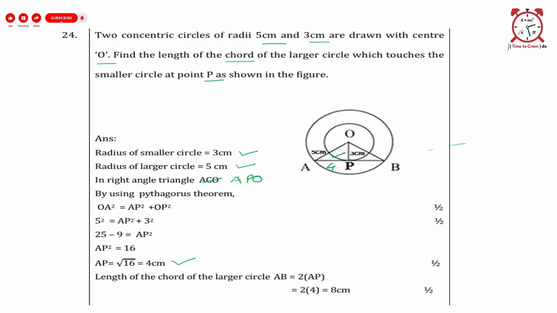And we know that if we draw the perpendicular bisector on the chord, then it bisects the chord. So that is why the length of the given chord which touches the smaller circle, and this chord of the larger circle AB, is equal to 2AP. And when we keep the value of AP here, we will get the answer as 8 cm. This is the required answer.